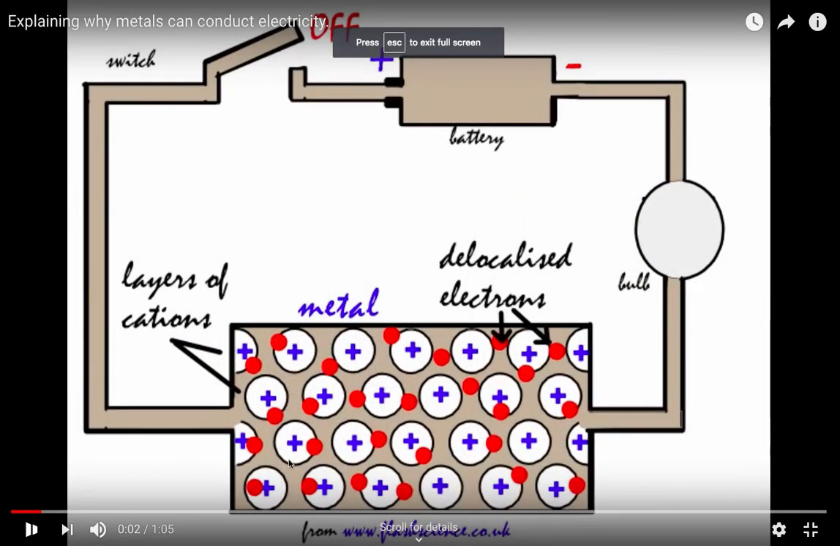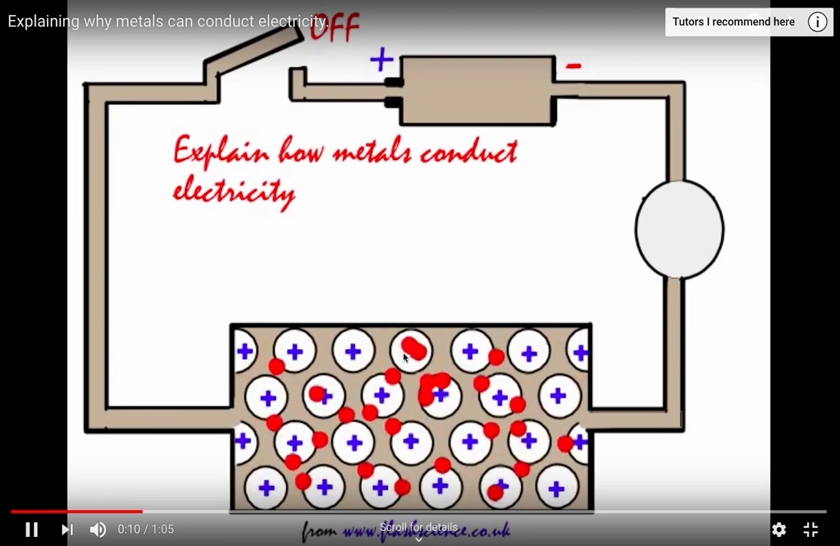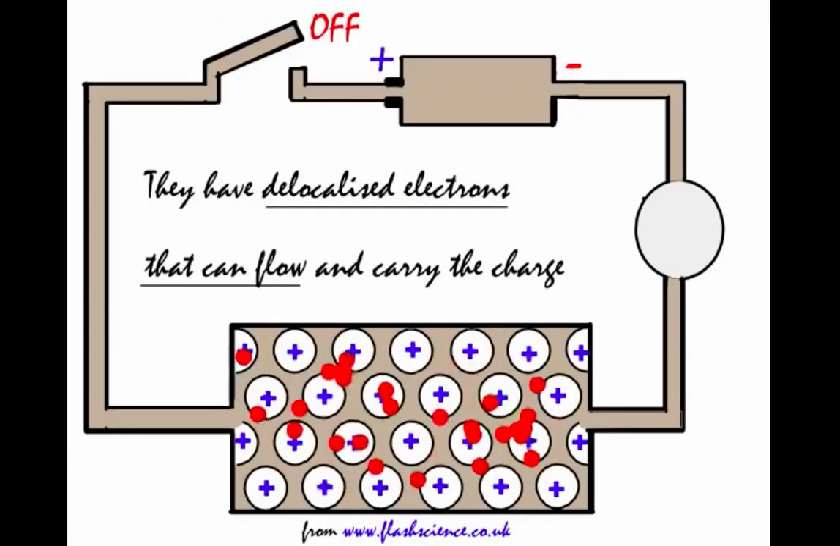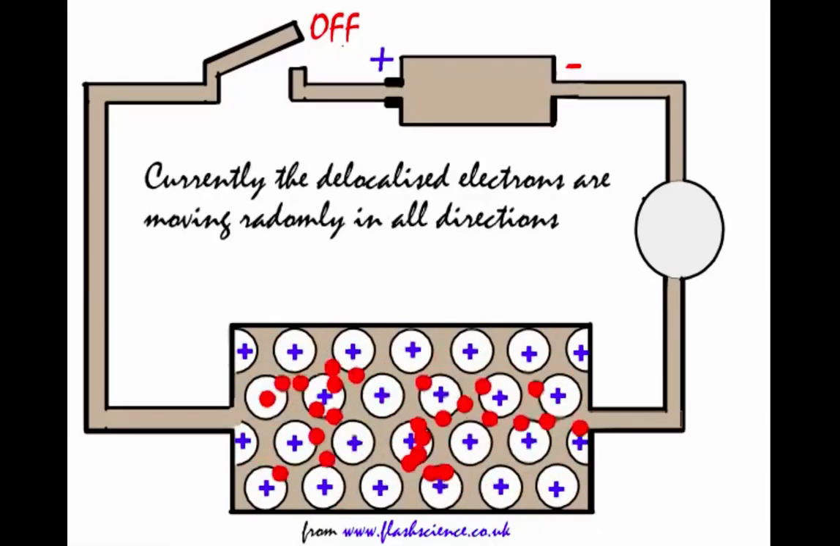Okay. So here we see a sample of the metal, all right? And there's a battery, and right now it's open. So you see the metal, the electrons, which are the red dots, moving in random directions. So they're just moving randomly in all directions. They're also called delocalized electrons, that sea of electrons.